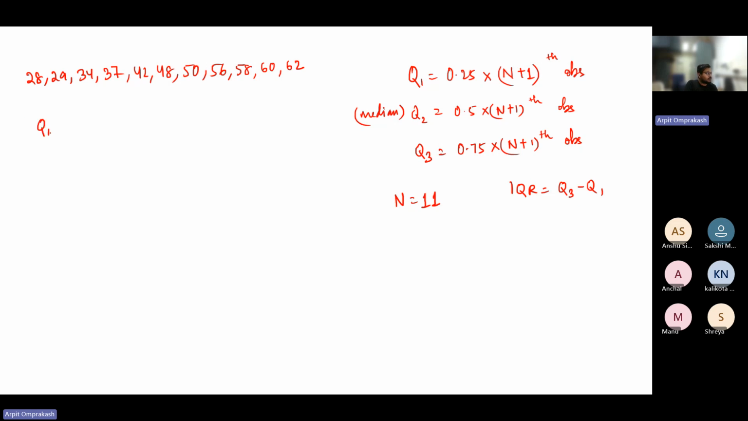So Q1 in this case will be 0.25 into (n plus 1), which is 11 plus 1 observation. So basically 0.25 into 12, which is 3. So the third observation, 1, 2, 3. This is our Q1.